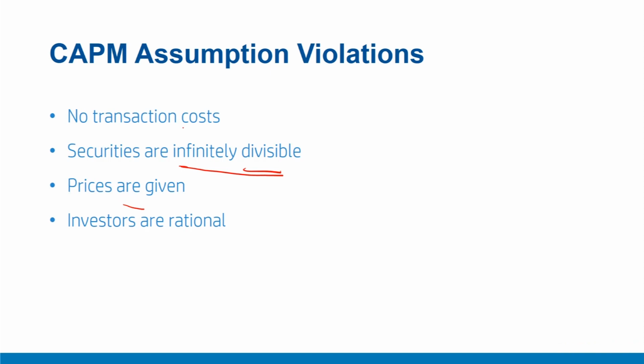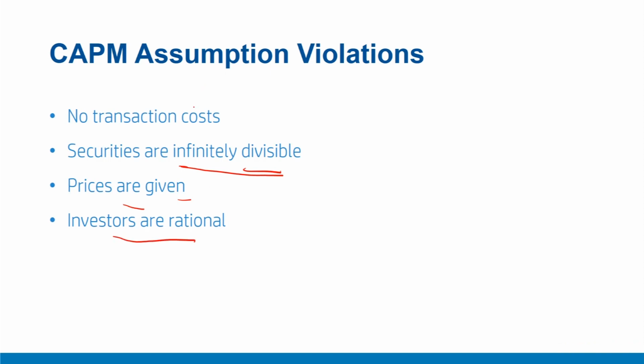Prices are given. Investors do understand that their trading activity impacts prices, particularly large institutional investors. Their large volume of trades moves prices, and they also estimate this movement in prices because of their own trading activity. However, CAPM assumes that investors take prices as given and their trading activity does not affect prices.